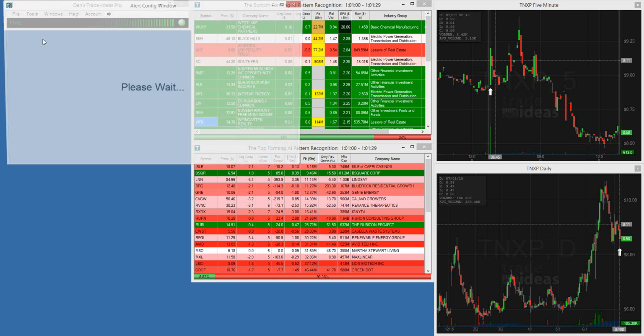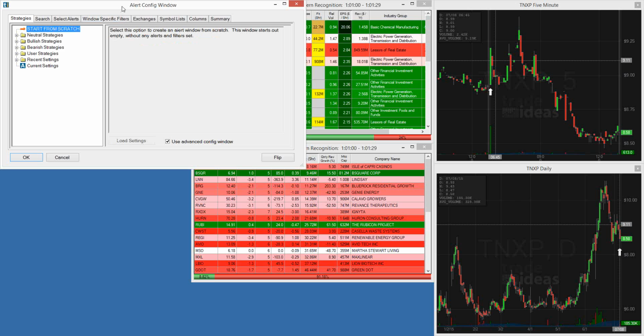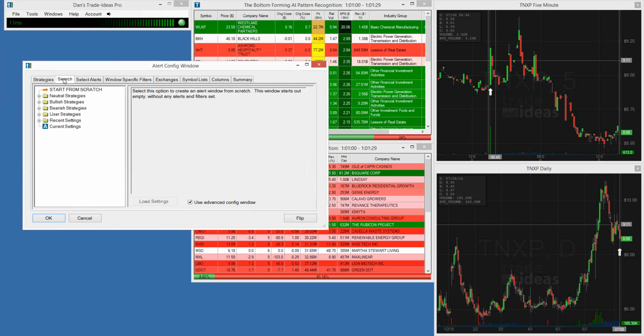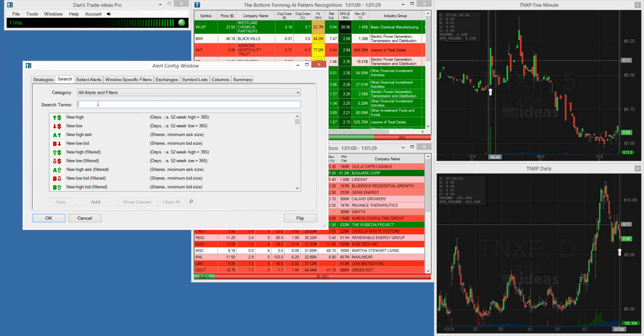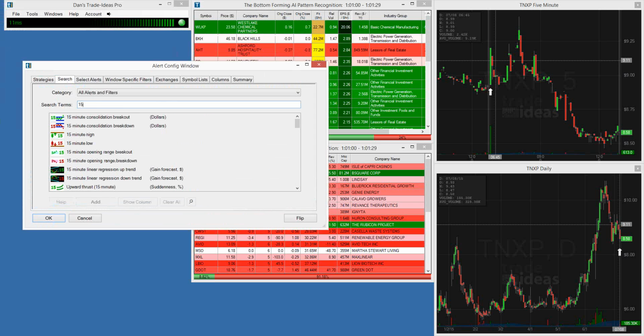So what I'm going to do is start from scratch. I go to search, like Google, and I say 15-minute. Our search tab goes into our computers and shows you all of our different 15-minute signals that we have. And Barry had suggested this one, which is the 15-minute opening range breakout.